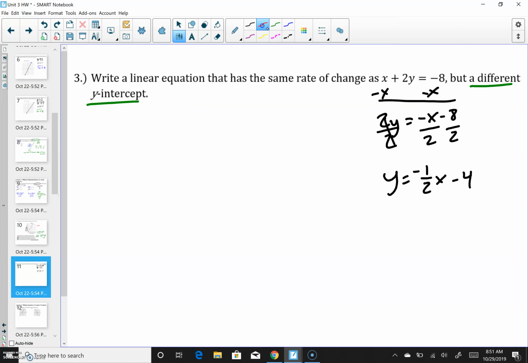So if we want the same rate of change, we are going to start our equation with y equals -1/2 x, because we want the same slope. But now if we want a different y-intercept, you can pick anything you want besides -4. I'm just going to pick something simple like -5. And that's all we have to do for that one. So just make sure you have the same rate of change. We want our same slope, which was our -1/2, but we just need a different y-intercept. So anything besides -4 would work.